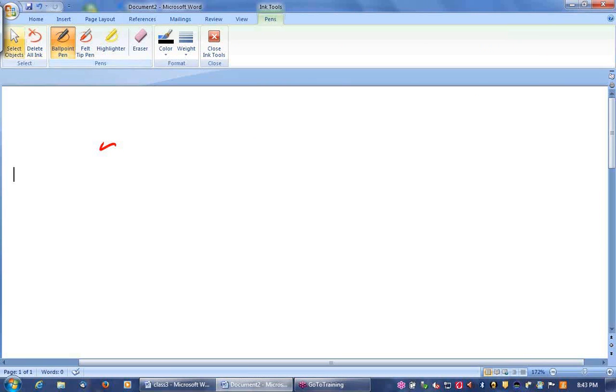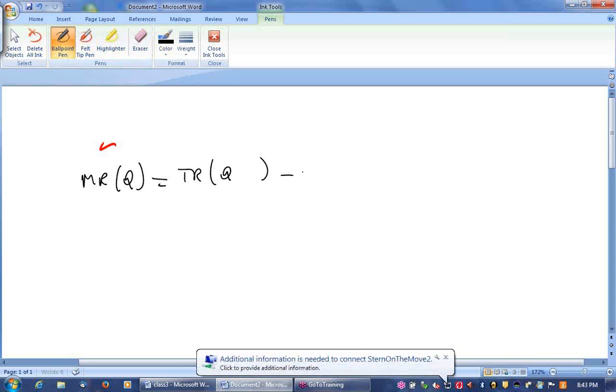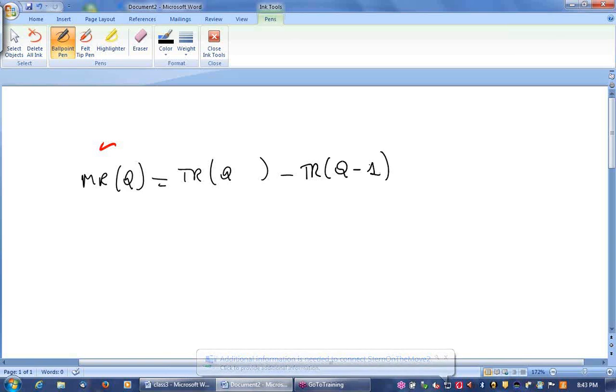So remember that marginal revenue from selling unit Q is equal to the total revenue from selling unit Q minus the total revenue from selling the unit Q minus 1, right? So marginal revenue is the extra revenue that you make from selling one extra unit, okay?